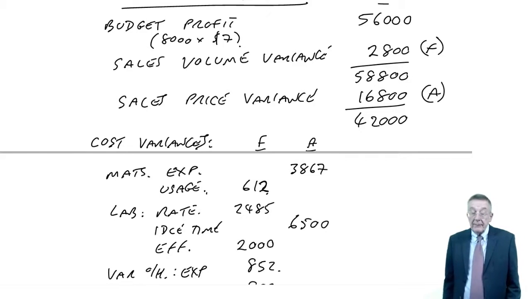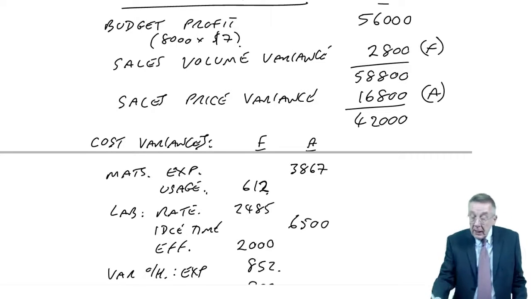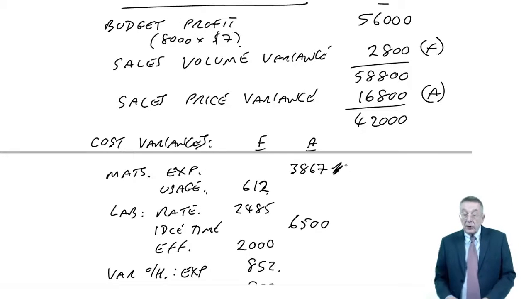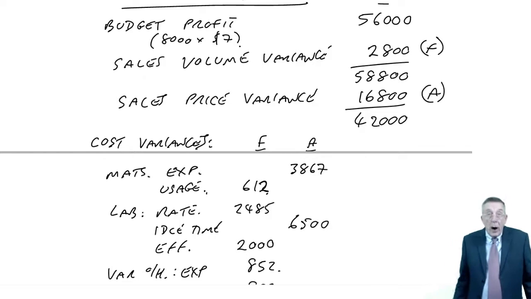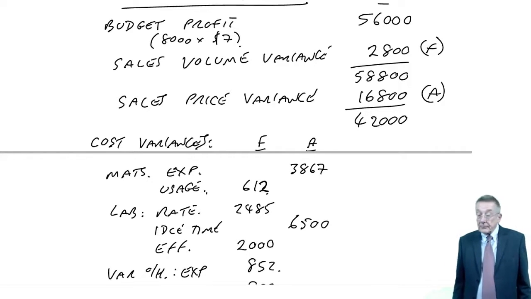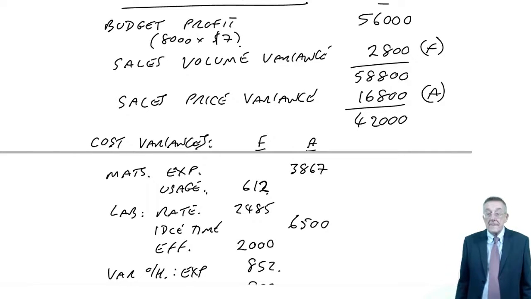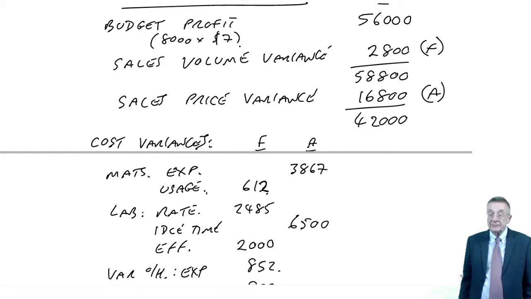And more than that, they'll want to know why the problems occurred. You know, we overspent on materials. We'll expect a report from the relevant manager explaining why we overspent. Is it something we can avoid happening in the future, or is it something that's going to keep on happening? I'll say a bit more about that later.